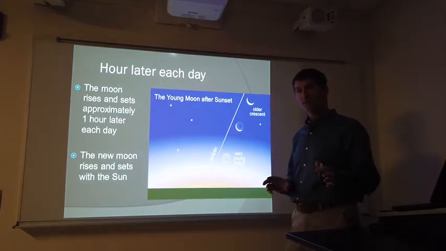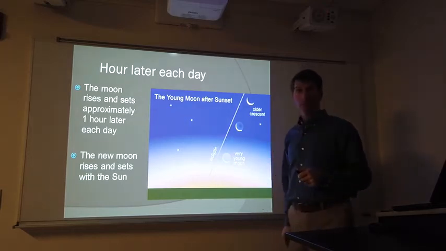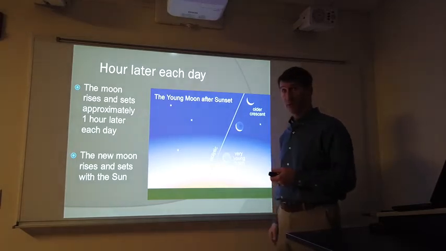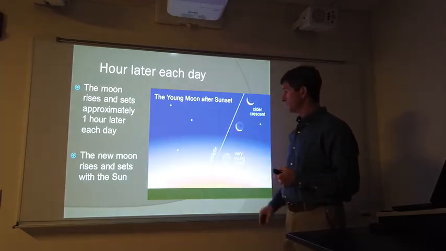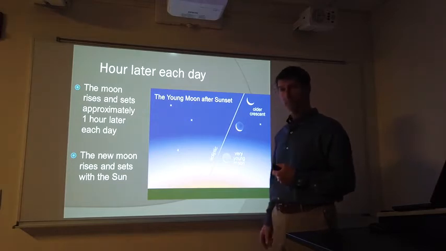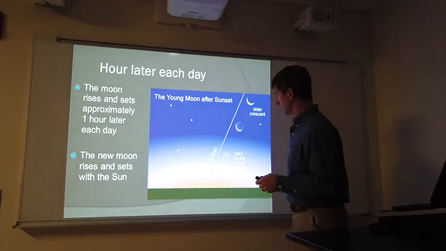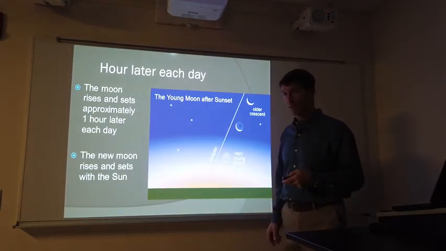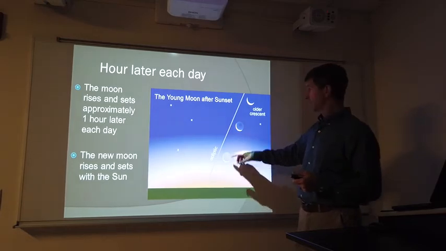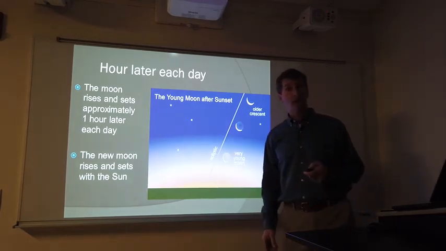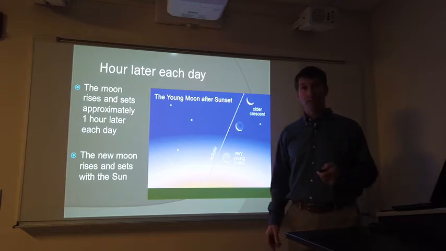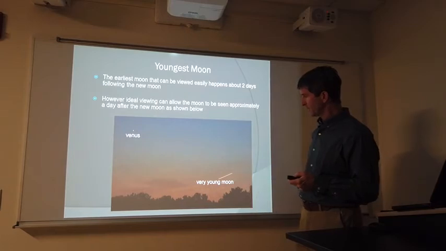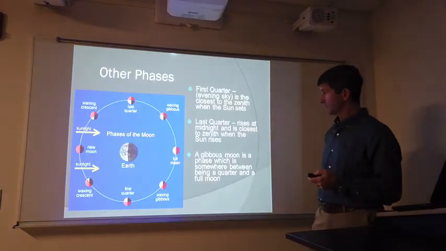Here's a neat rule of thumb. Every succeeding day, the moon rises and sets about an hour later. So if you see a very, very young crescent after sunset, the next night it will be 1 hour further up in the sky and therefore set 1 hour later. Here's a very, very young moon. You can barely see it right there by the planet Venus in the sky.